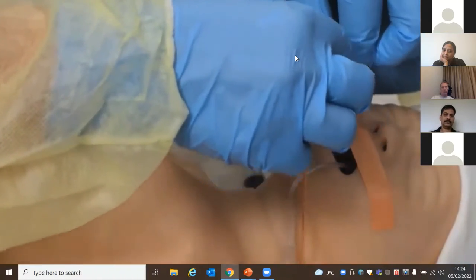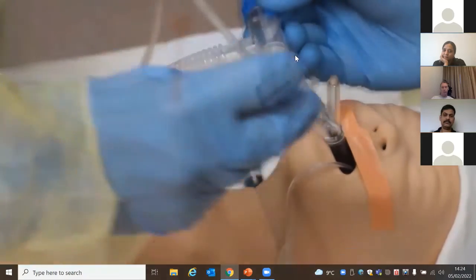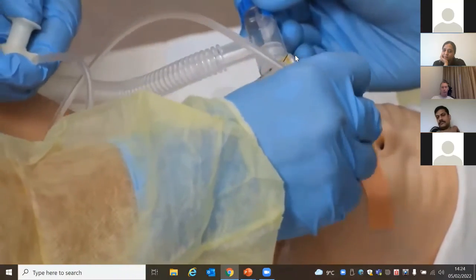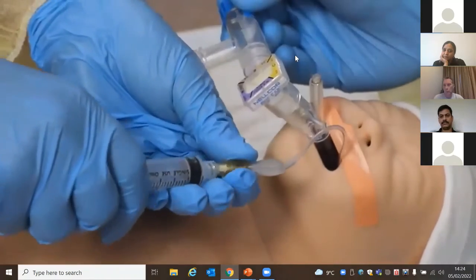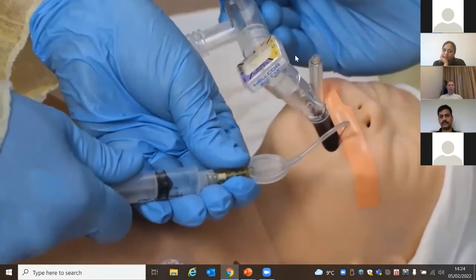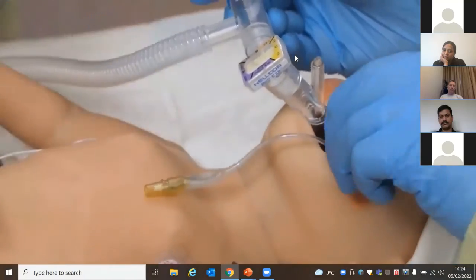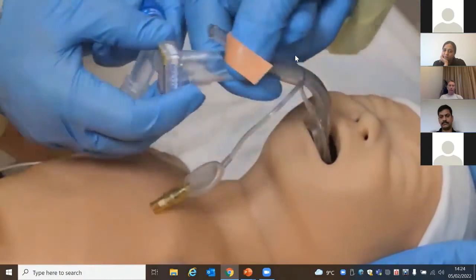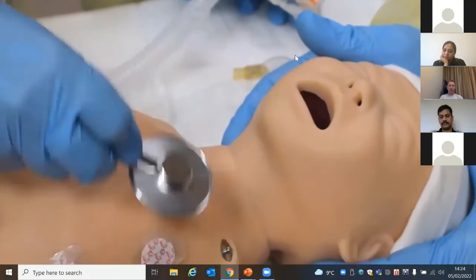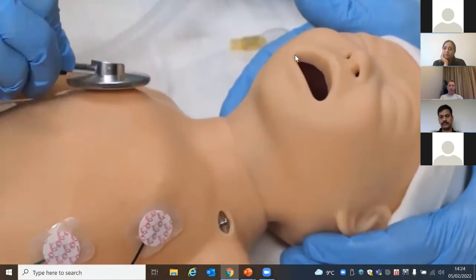If you decide to remove the laryngeal mask, suction secretions from the mouth and throat, attach a syringe and deflate the cuff. Then remove the device. Monitor heart rate, breathing, and oxygen saturation.